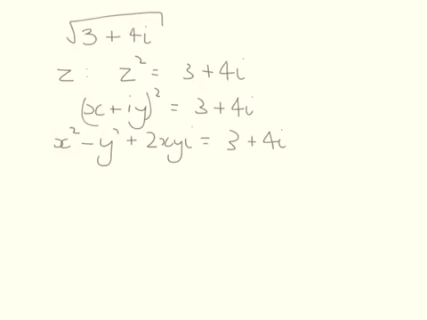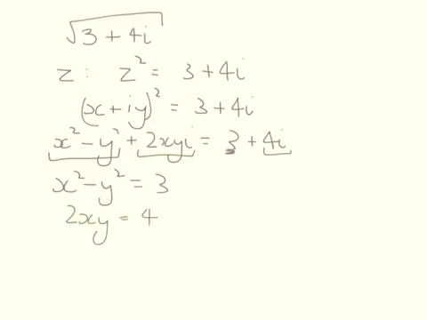Now, the real part, x squared minus y squared, has to equal 3. And then the imaginary part, 2xy, has to equal 4, or if you like, xy has to equal 2. So we need to find two values: x squared minus y squared equals 3 and xy equals 2.